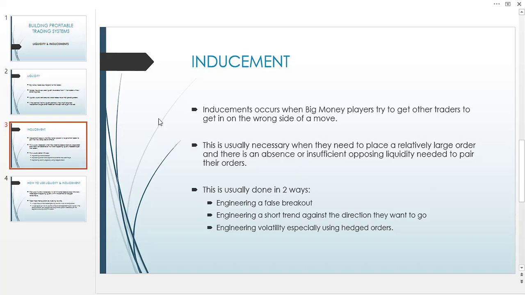We'll see how we use this in practical terms. So inducements occur when big money players try to get other traders to get in on the wrong side of a move. All right, so I'm going to take that slowly again. Inducements happen when big money players try to get other traders to get in on the wrong side of a move. When they need to place a relatively large order, and there seems to be an absence or insufficient opposing liquidity needed to fill their orders, they could create or engineer something that we call inducements.